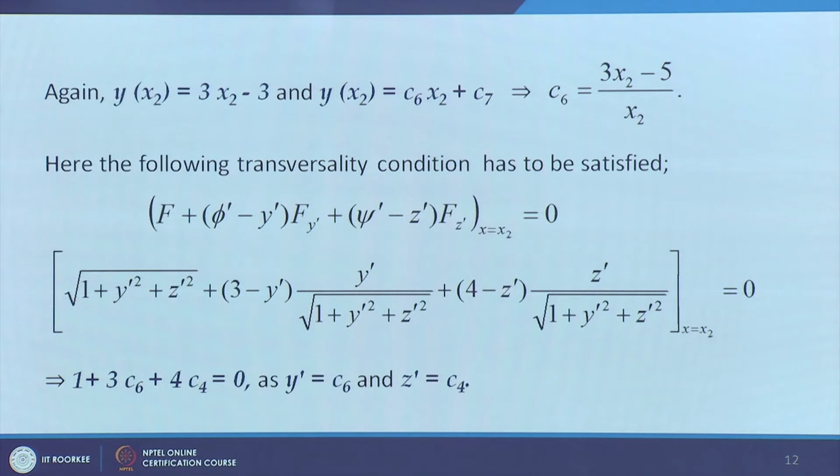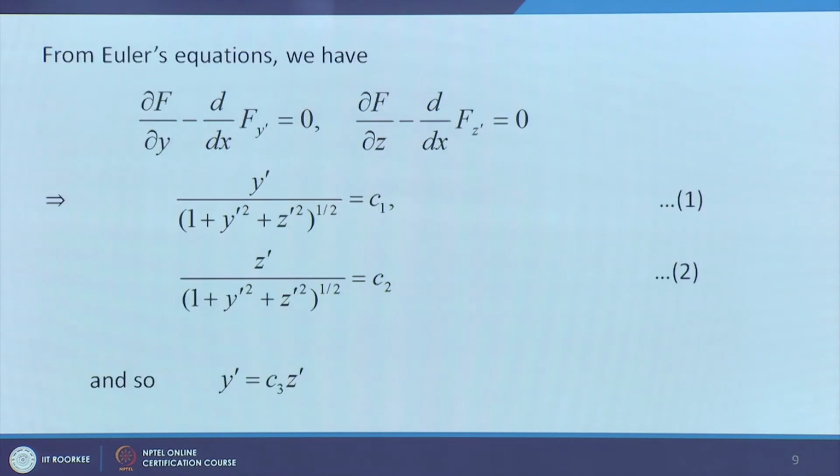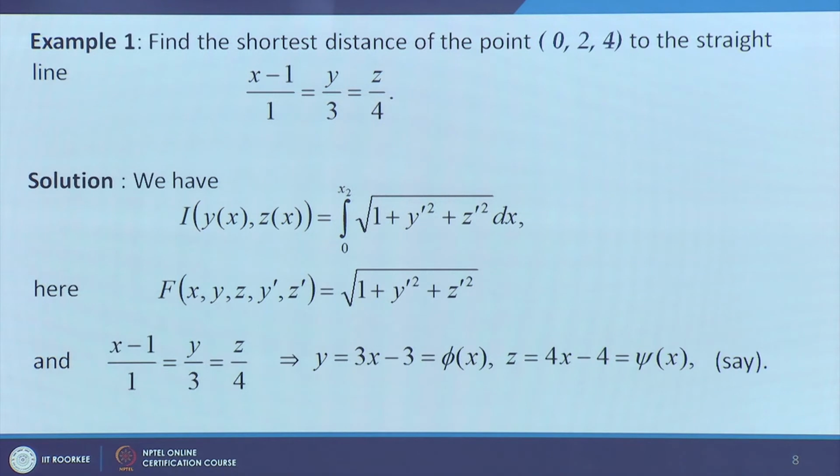Now since the point x2, y2, z2 lies on the curve, the following transversality condition has to be satisfied: f plus phi dash minus y dash f y dash plus psi dash minus z dash f z dash at x equal to x2 equals 0. F is given to be under root 1 plus y dash square plus z dash square. Phi x is equal to 3x minus 3. So phi dash is equal to 3 and psi dash is equal to 4.